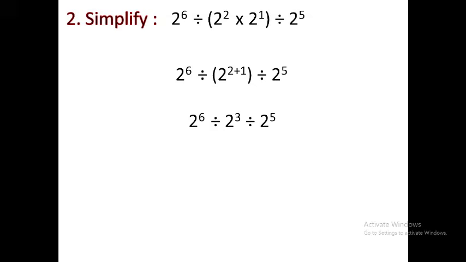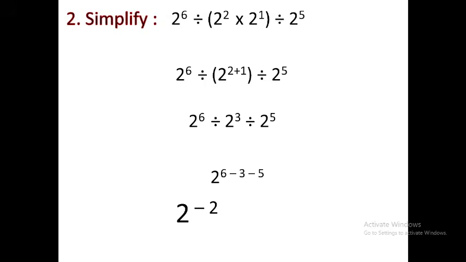And so what do indices say? When dividing like bases, maintain just one base and subtract the exponents. Good. And so we have 2 exponent 6 minus 3 minus 5. Of course, here we can see 6 minus 3 will give us 3, minus 5 will give us negative 2, and so we'll have 2 exponent negative 2.